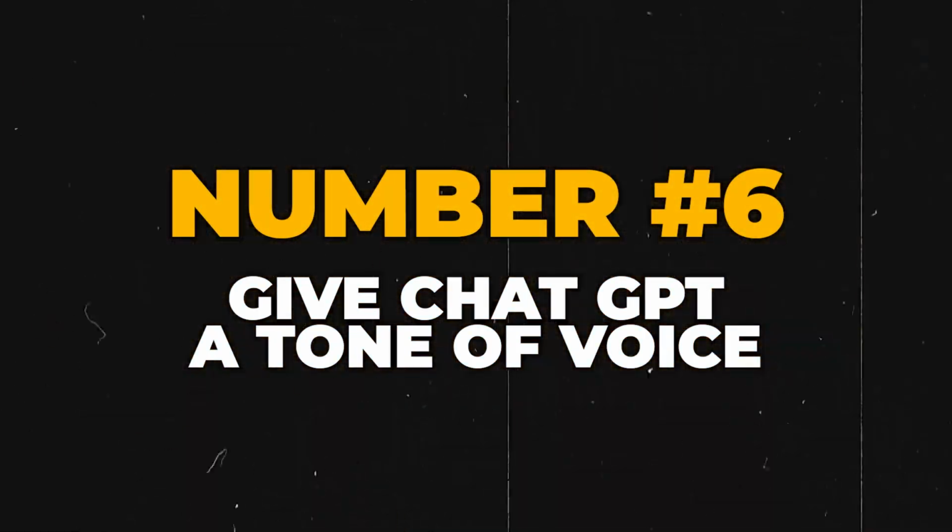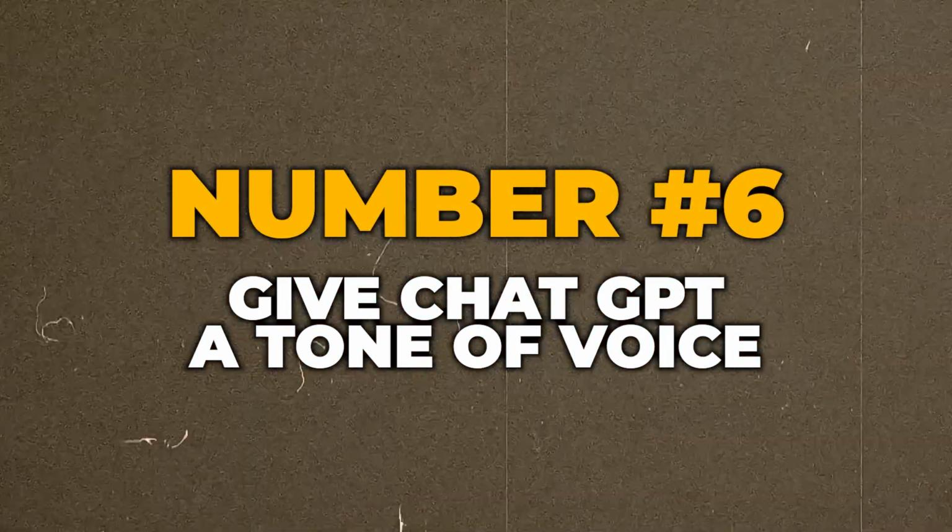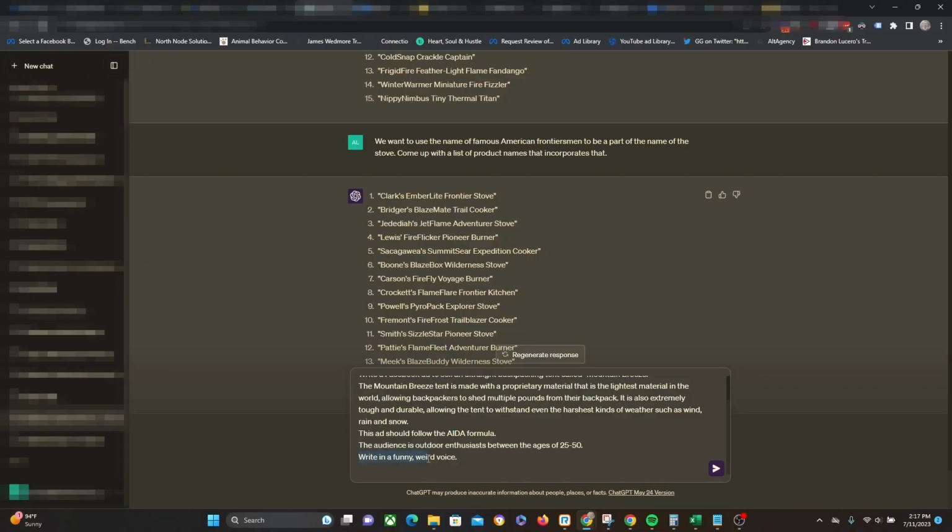Lastly, make sure you give it the tone of voice. If you don't give it a tone of voice, most likely, even with all the other items that you've already supplied with it, it's still probably going to sound a little bit robotic, which obviously you don't want it to do. So you can give it a tone of voice. Here in this example, I'm telling it to write in a funny, weird voice. You can tell it to write in a business professional voice. You can tell it to write in an emotional voice, whatever makes the most sense for the product or service that you are selling.